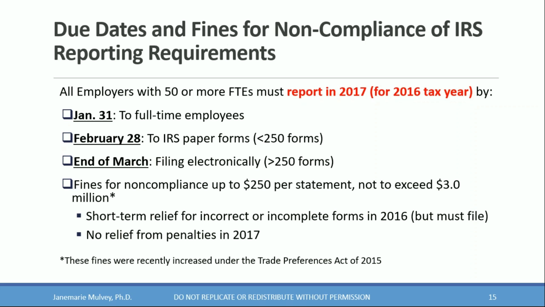And the fines for noncompliance are substantial. It's up to $250 per statement, not to exceed $3 million. This year, in 2016, they were giving some relief for errors in the forms, but they weren't giving relief if you didn't fill them out. Going forward next year, they're not indicating that they're going to give any relief for errors that may occur. And employers, if you see an error, you have to correct it as quickly as possible or you will be fined.